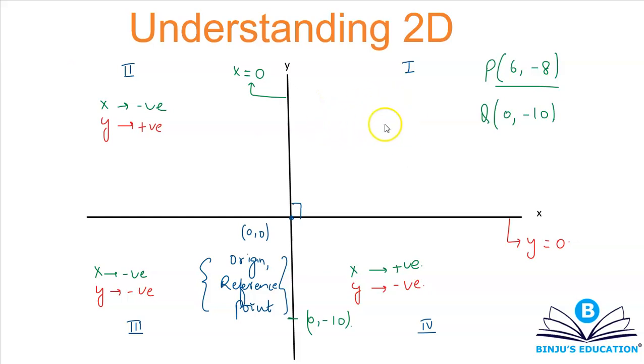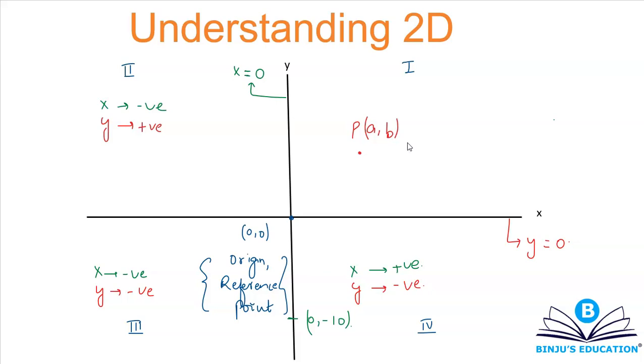Now, whenever you take a point in any of the four quadrants, the first point always represents the x coordinate and the second point always represents the y coordinate. So let's say I have this point P having coordinates a comma b. So x coordinate is a and y coordinate is b. You can also write x comma y, it's completely up to you.